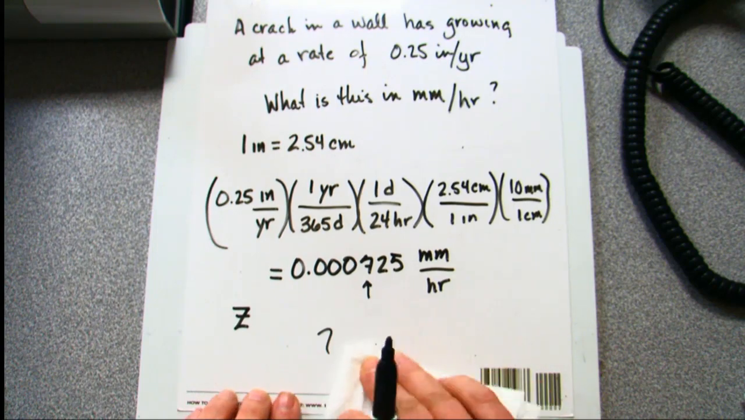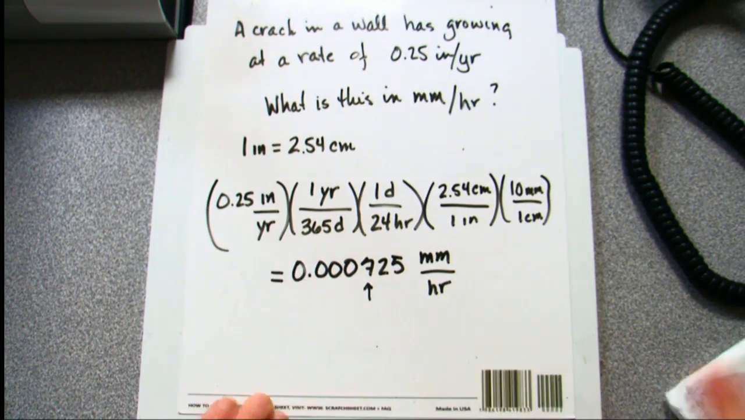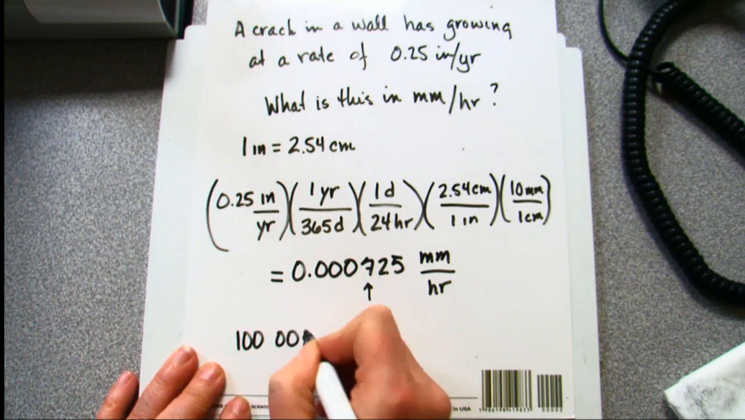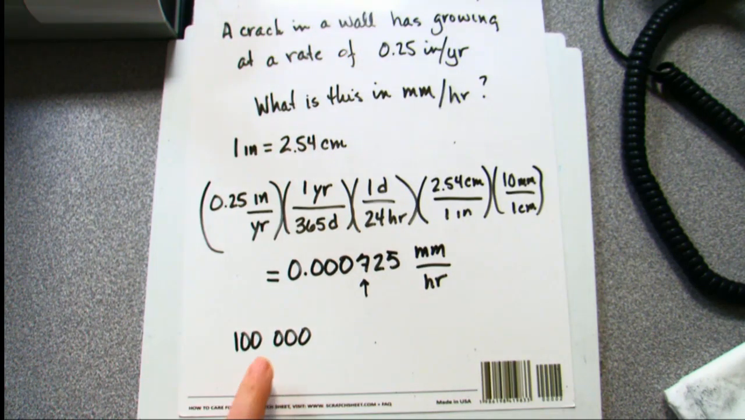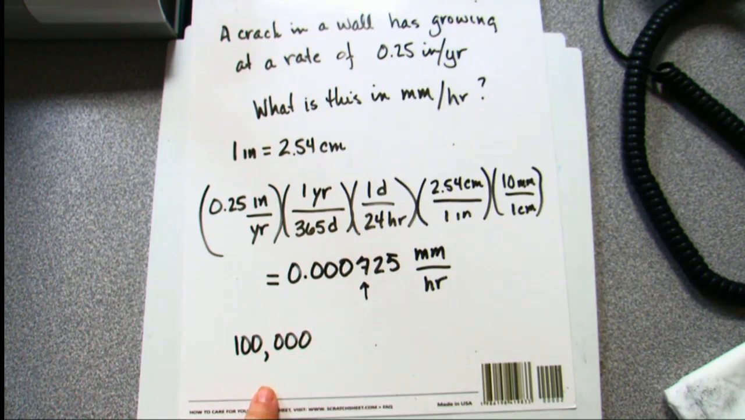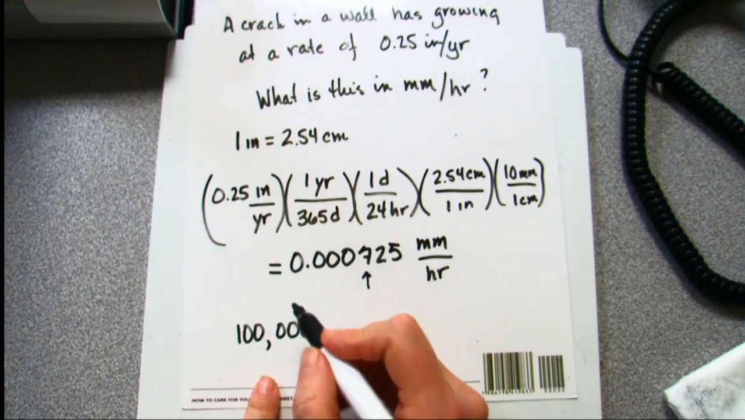Your text and several other texts now will do this. So I've got 100,000 here. They'll leave a space. I don't like to use the space. I like to go ahead and keep my commas in there. So I keep that.